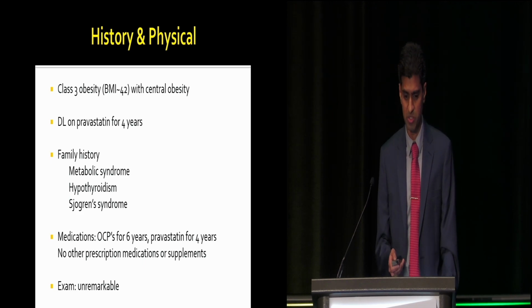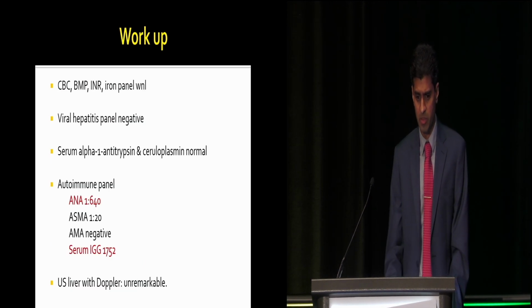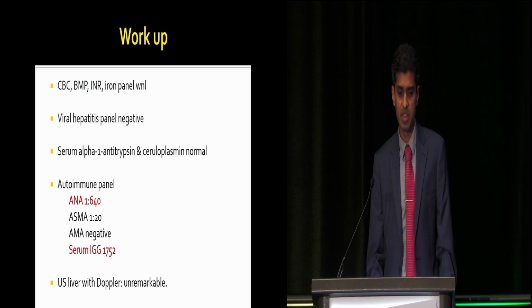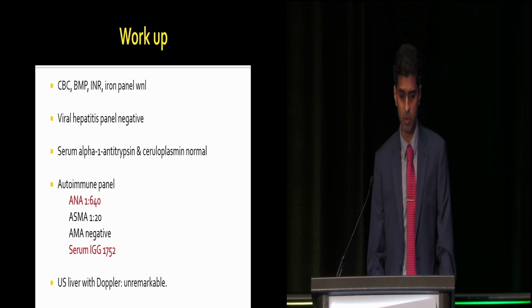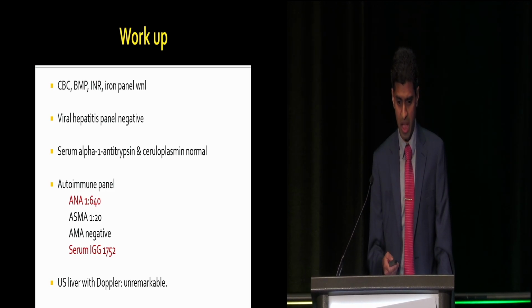Her examination was unremarkable. So we did a liver disease workup, CBC, BMP, INR, and iron panel were all normal. Viral hepatitis panel was negative. Alpha-1 antitrypsin level and ceruloplasmin were also normal. Her autoimmune panel showed an ANA of 1:640. Smooth muscle antibody, even the LKM, was negative. Antimitochondrial antibody was negative. Serum IgG was 1752. And the ultrasound of the liver with Doppler was unremarkable.